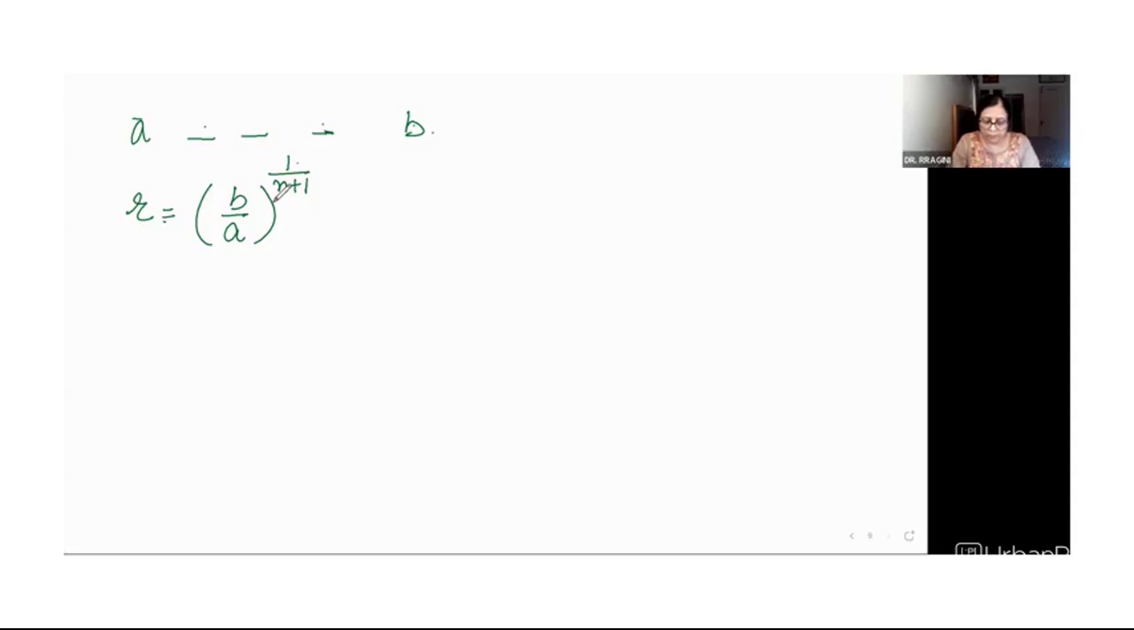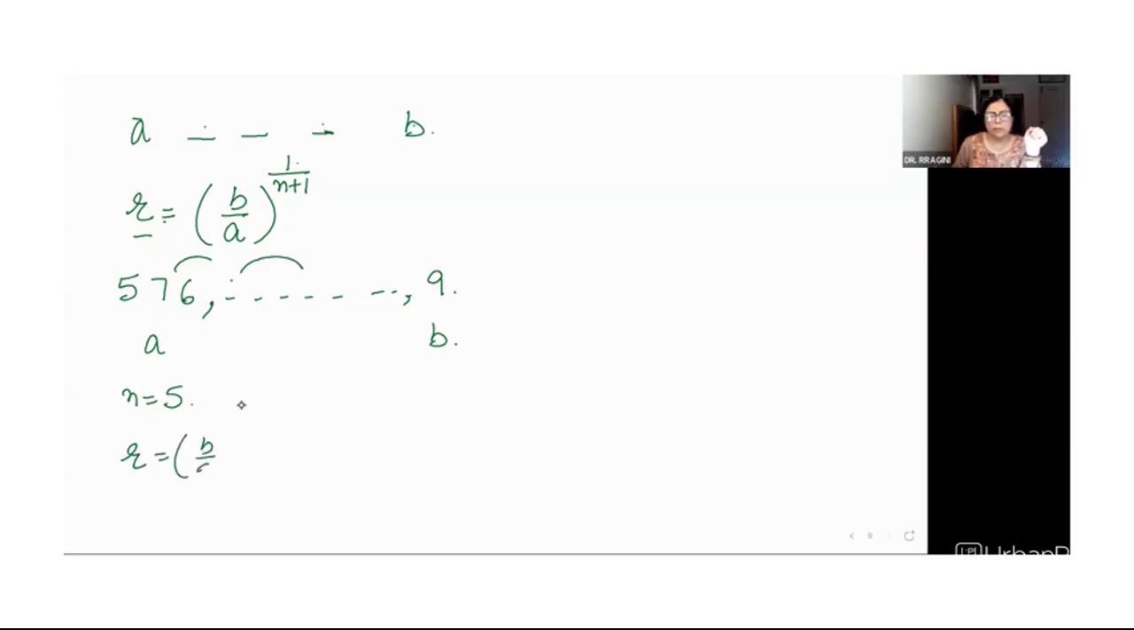Insert 5 geometric means between 576 and 9. These are the two numbers. This is A and this is B. Insert 5 geometric means. So n is 5. That means, first of all, you have to find the common ratio. What should be that particular constant which should be multiplied to this to get the next one, and the next one, and so on. Now R is B by A.